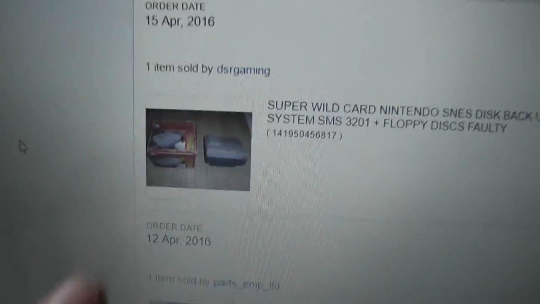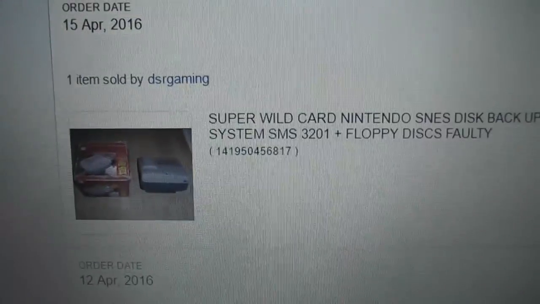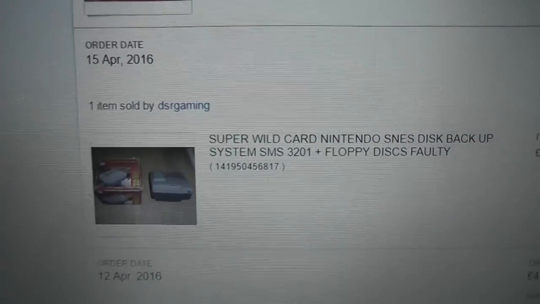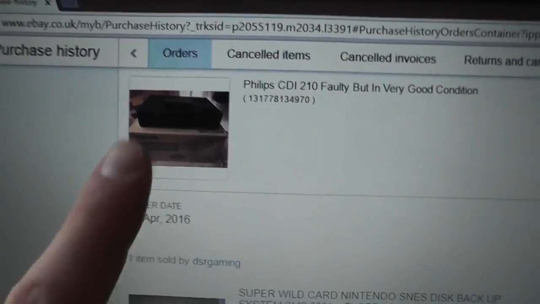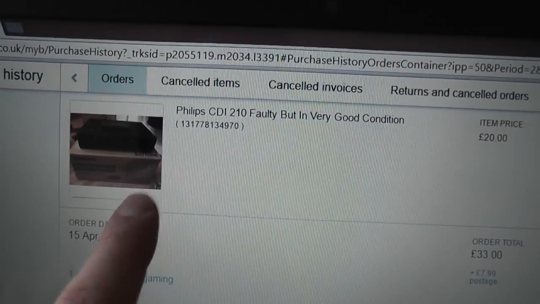I think the next most popular item was the Super Wild card for the Nintendo, the backup system. But yeah, most people wanted to see the Philips CDI, so I've got it over there, ready to have a look at it. But this is the listing here.